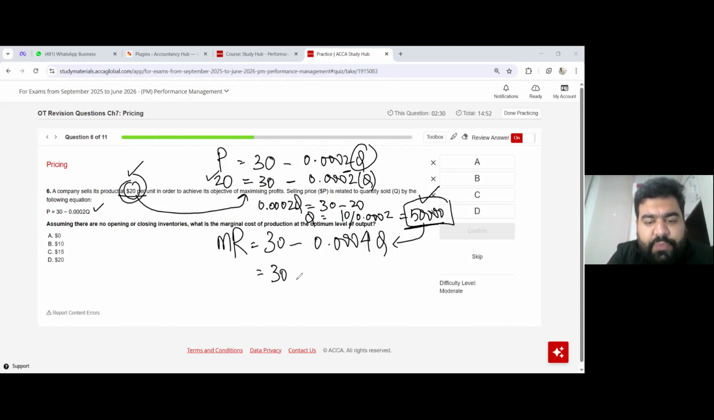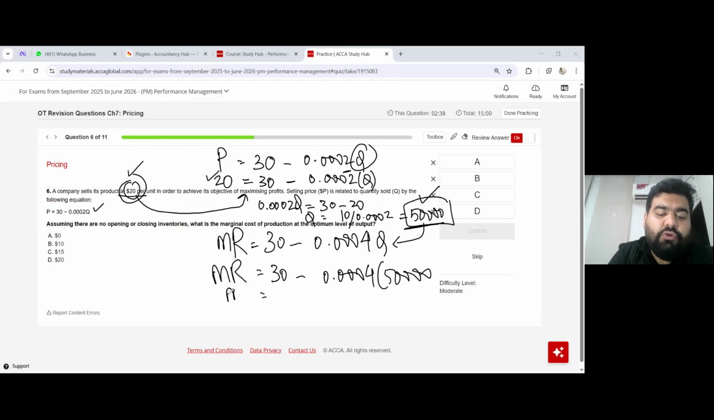So 30 minus 0.0004 times the quantity, which is 50,000. So the marginal revenue answer will be 50,000 into 0.0004, which is 20, and marginal revenue will be 10. Marginal revenue will be 10. I have calculated it completely. Marginal revenue is coming 10.